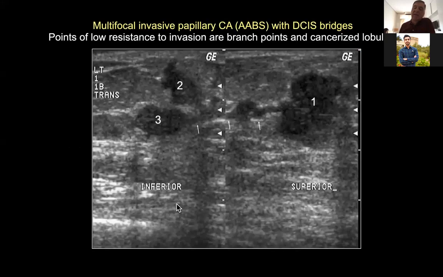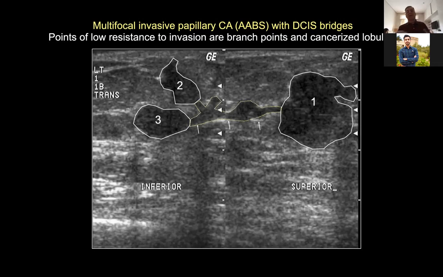So here's a multifocal AAB with 3 different TDLUs that are affected. The largest on the right, labeled number 1, is the index invasive component. And then we can see that there are multiple grossly enlarged ducts bridging between them. This is a very typical appearance of invasive papillary carcinoma. They tend to have very, very prominent DCIS bridges between them.